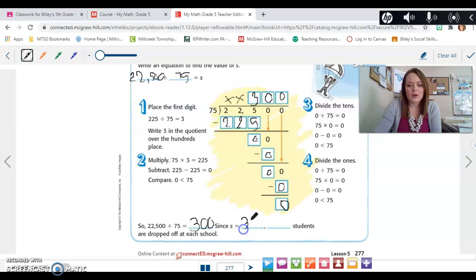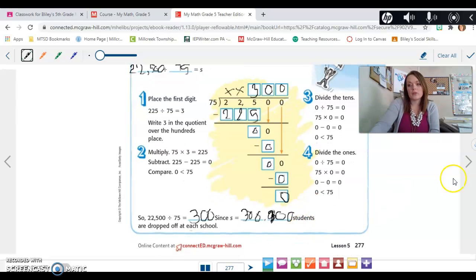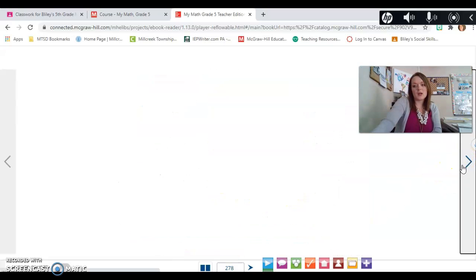So S equals 300, and 300 students are dropped off at each school. Whoa, that's a lot of students. Oops, that should be a 3, sorry. I was all into all of the zeros. All right, let's go on to the next page.